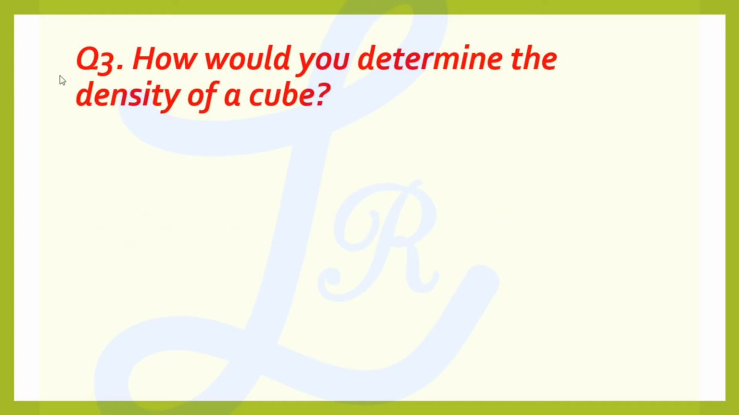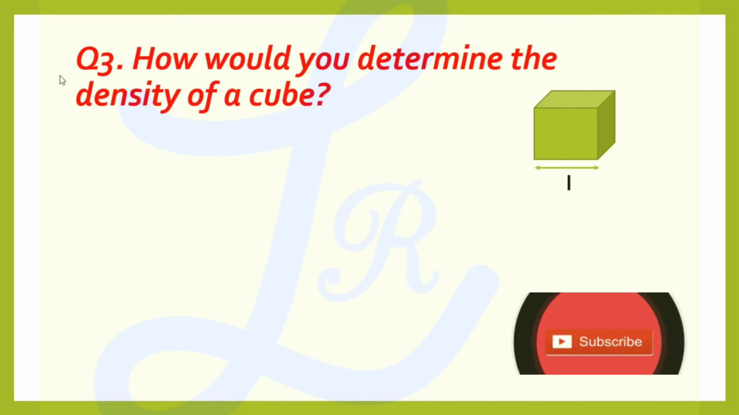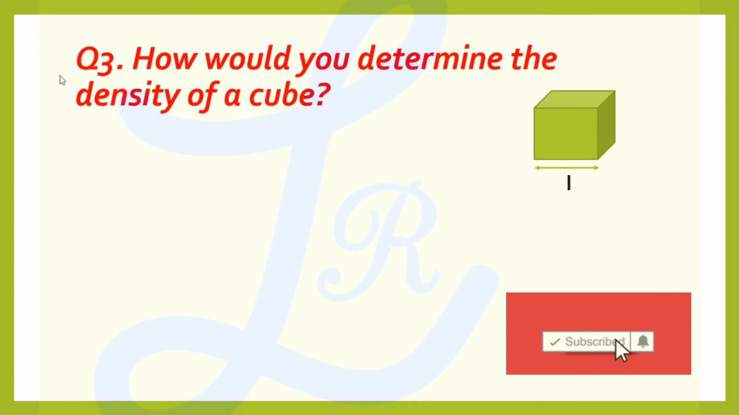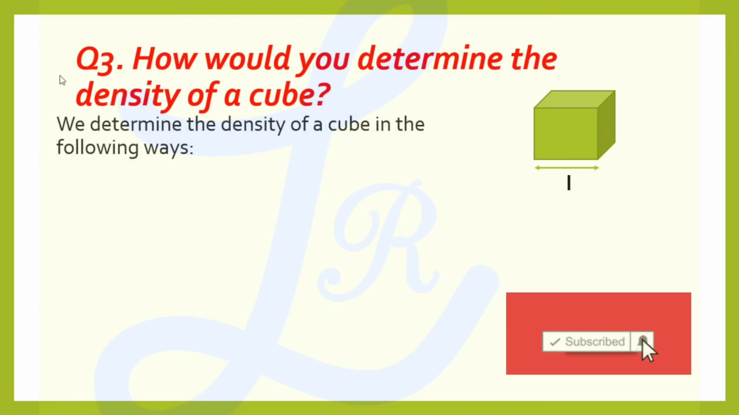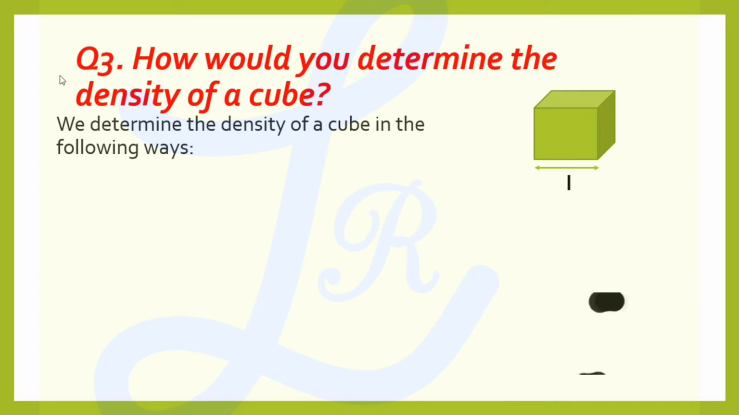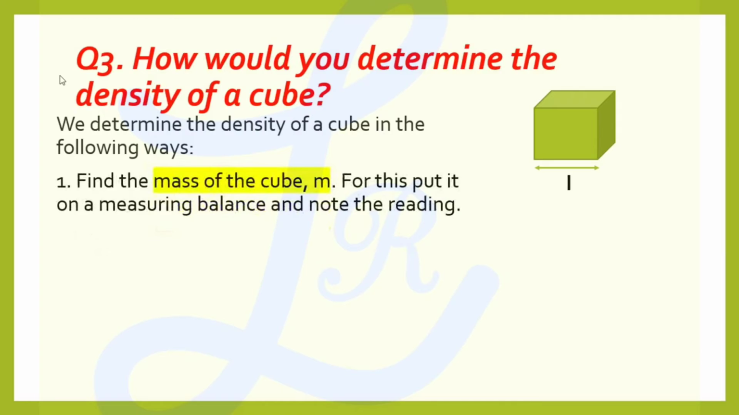How would you determine the density of a cube? First of all, they have given you the cube and they tell you to find the density. We determine the density of a cube in the following ways. First of all, find the mass of the cube. We will put this cube on top of a measuring balance and find out how much it is reading. Is it reading in grams? Is it reading in kg? Whatever is the reading, we will mark the reading, and the reading will be m.